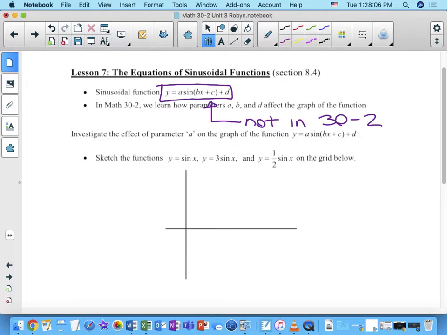The one that you don't need to know is moving it side to side. If you have a situation where the graph is moved side to side, that piece will always be given to you.